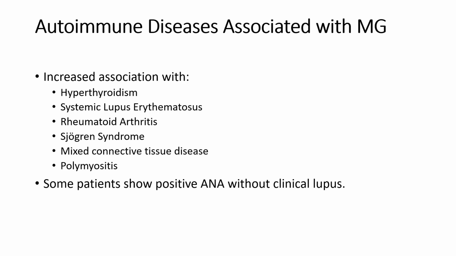Autoimmune diseases associated with myasthenia gravis. There is increased association of myasthenia gravis with hyperthyroidism, systemic lupus erythematosus, rheumatoid arthritis, Sjogren syndrome, mixed connective tissue disorder, and polymyositis. Some patients show positive ANA without a clinical lupus.